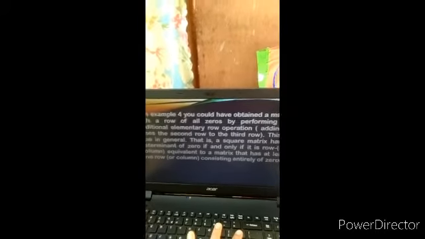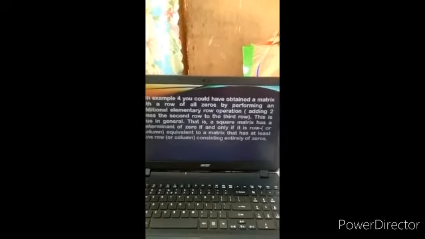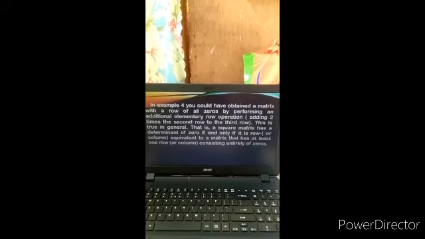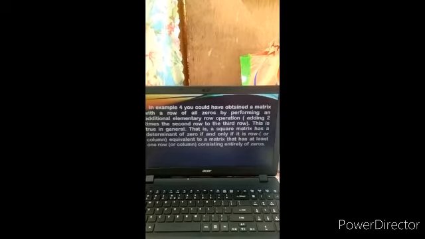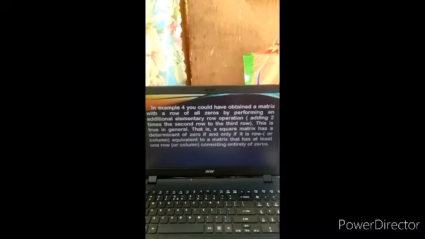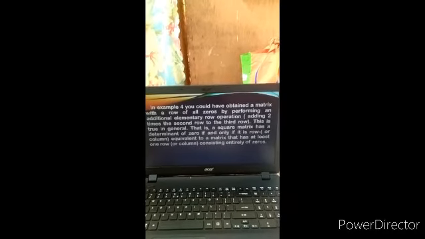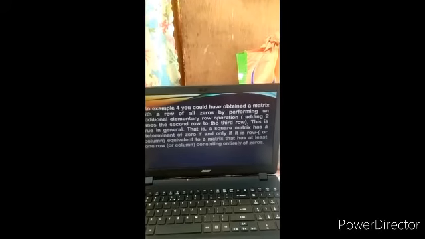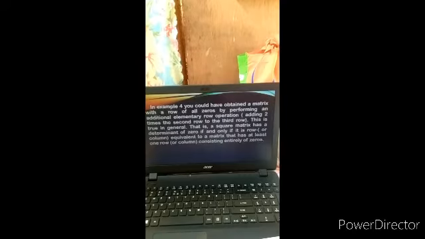Okay. So, in Example 4, you could have obtained a matrix with a row of all zeros by performing an additional elementary row operation, adding 2 times the second row to the third row. This is true in general, that is, a square matrix has a determinant of 0 if and only if it is row or column equivalent to a matrix that has at least one row or column consisting entirely of zeros.